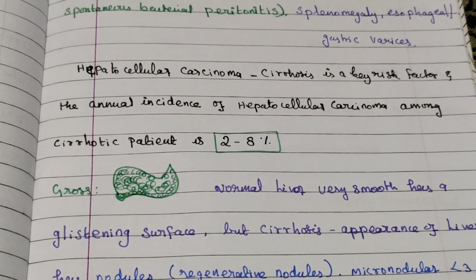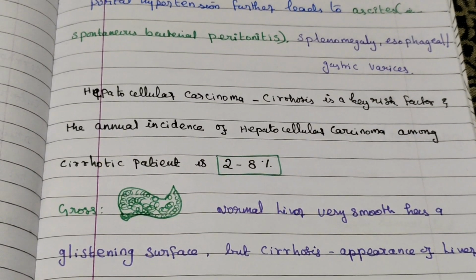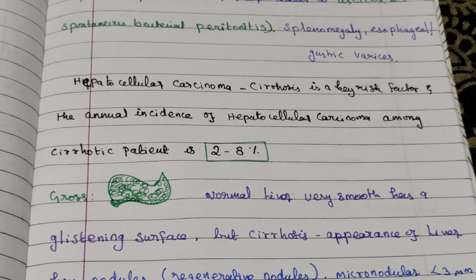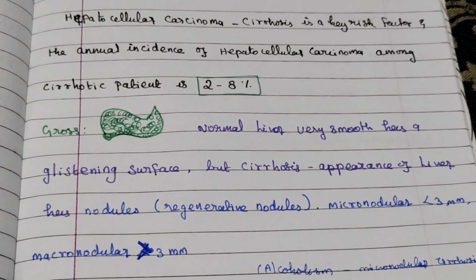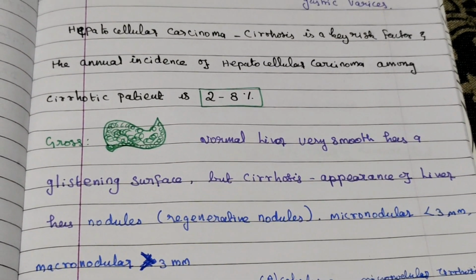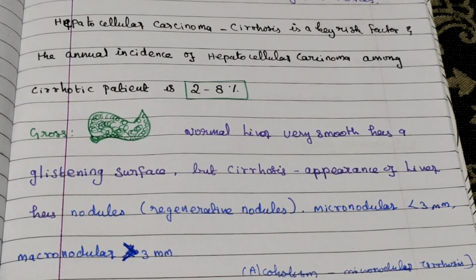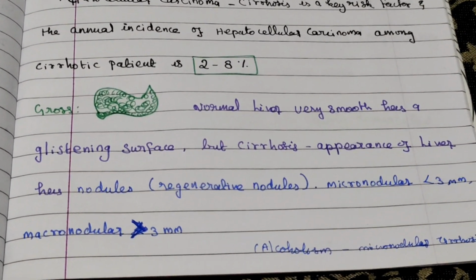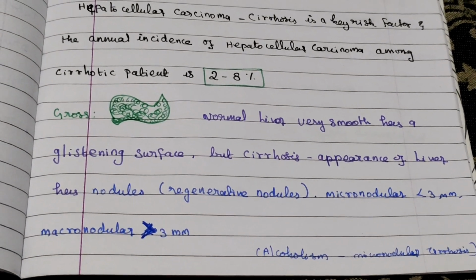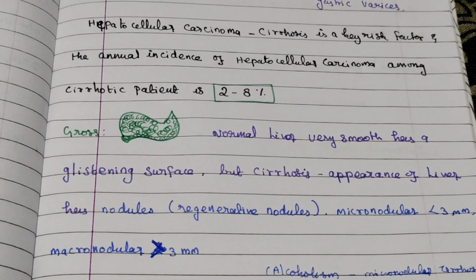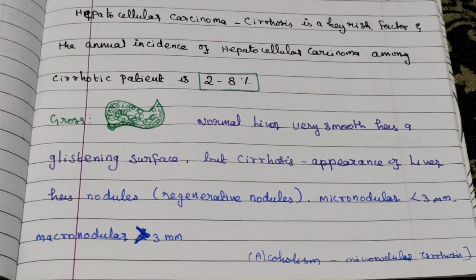Lastly, going to the gross appearance of the liver in cirrhosis. Grossly the normal liver has a very smooth, glistening surface, but in cirrhosis, as we already discussed, there are nodules: less than 3 centimeters means micronodules, more than 3 means macronodules. Chronic alcoholism mostly leads to micronodular cirrhosis.